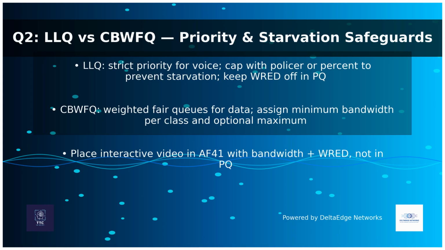Question 2. LLQ versus CBWFQ. Next is queuing. Low latency queuing, or LLQ, gives strict priority to voice. But uncontrolled LLQ can starve other classes. That's why you must always police or cap the PQ traffic and never enable WRED inside PQ. Then we have class-based weighted fair queuing, CBWFQ, which allows you to assign bandwidth percentages to multiple data classes. Pro tip: keep interactive video in AF41 with bandwidth and WRED, not inside the PQ.